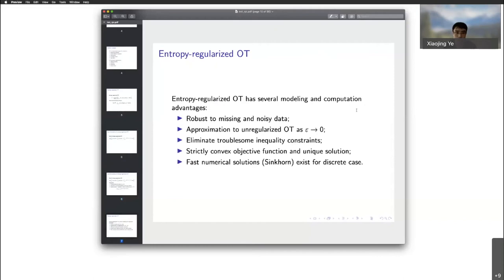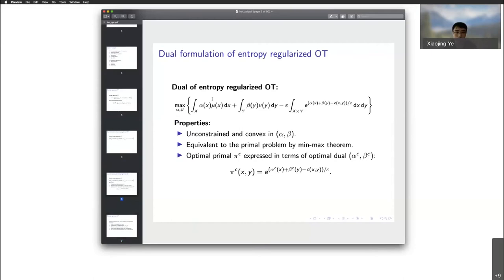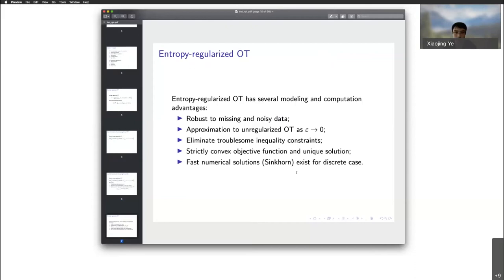Also, when we consider the dual form of the entropy regularized OT, we can find a very fast algorithm to solve it. It's called the Sinkhorn-Knopp algorithm. For the discrete case, this is a matrix scaling method, and that's pretty fast in practice. This is in comparison to the standard solver for OT, which is to solve the primal problem using linear programming, and that is really slow compared to Sinkhorn.